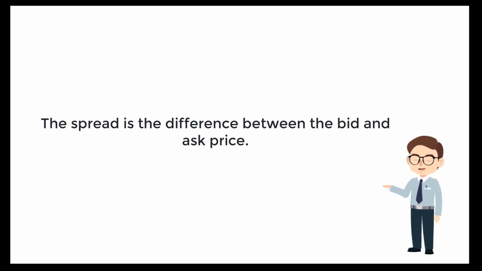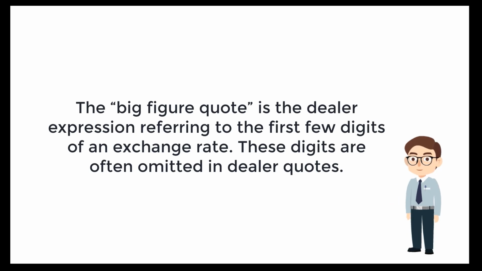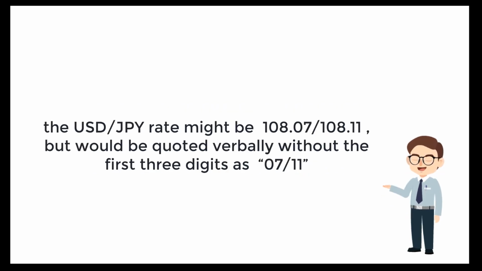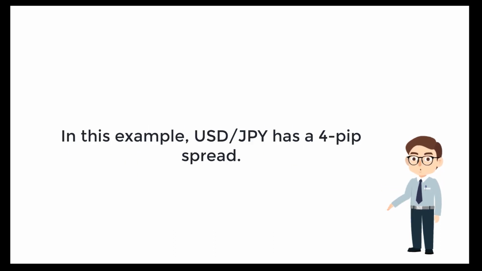Bid/Ask spread. The spread is the difference between the bid and ask price. The big figure quote is the dealer expression referring to the first few digits of an exchange rate. These digits are often omitted in dealer quotes. For example, the US dollar to Japanese yen rate might be 108.07/108.11, but would be quoted verbally without the first 3 digits as 07/11. In this example, US dollar to Japanese yen has a 4 pip spread.